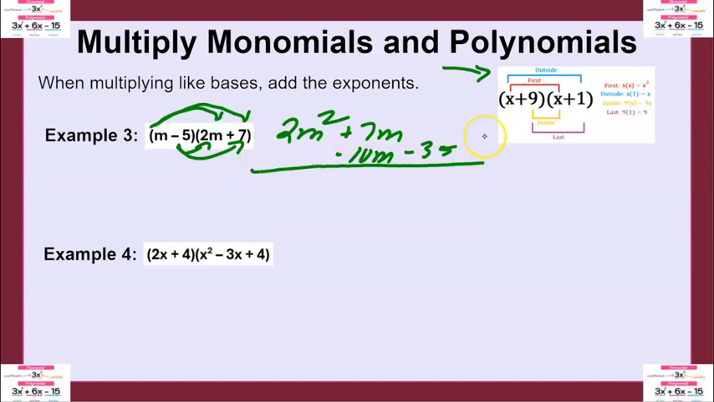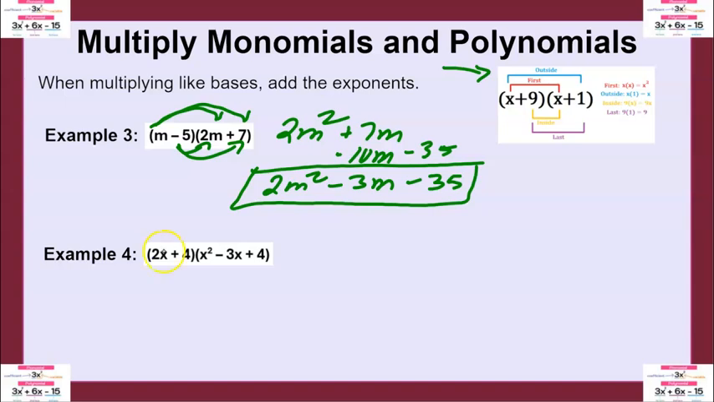Now I can combine like terms by adding straight down, and I get an answer of 2m squared minus 3m minus 35. So when you're subtracting, don't take out the m. The variable stays the same. You're only adding and subtracting the coefficients.